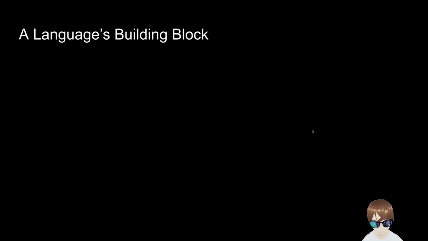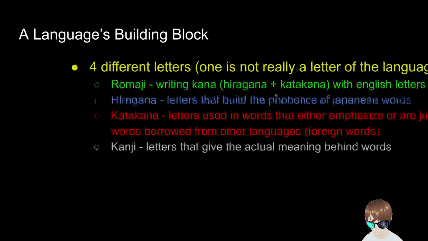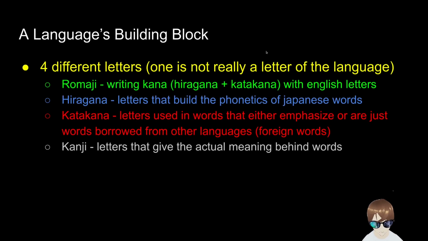Now in this one, whenever you're learning a language, one of the most important things to learn is, of course, the language's building blocks, which are usually the letters, the alphabets. And there are four different types of letters in Japanese. There's Romaji, Hiragana, Katakana, and Kanji.